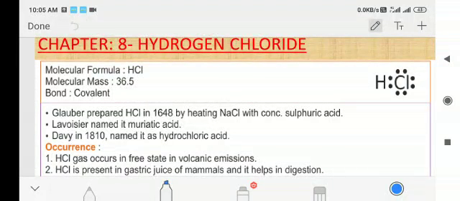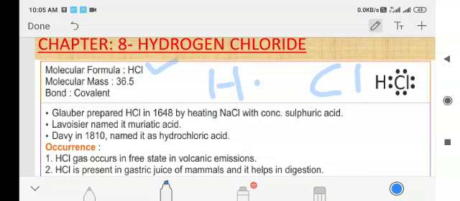Good morning, children. Today, let us discuss chapter number 8, that is hydrogen chloride. The formula of hydrogen chloride you all know, it's HCl, and the structure of HCl is given here. In the previous chapter, that is in the chemical bonding chapter, we have discussed the structure of HCl, one hydrogen and one chlorine.